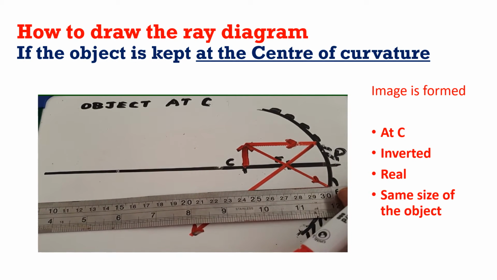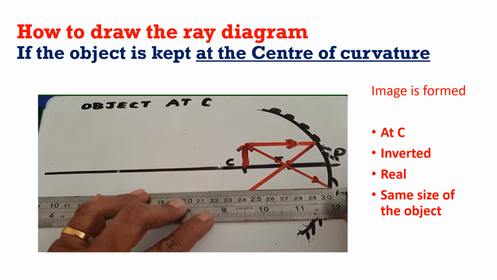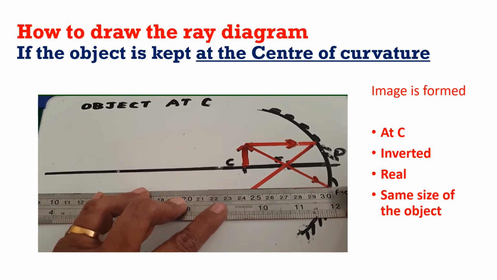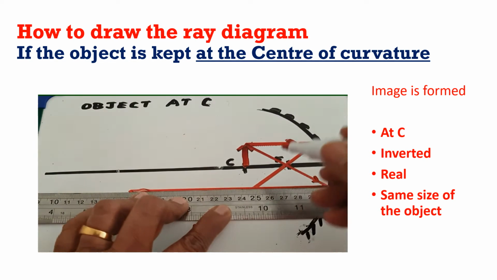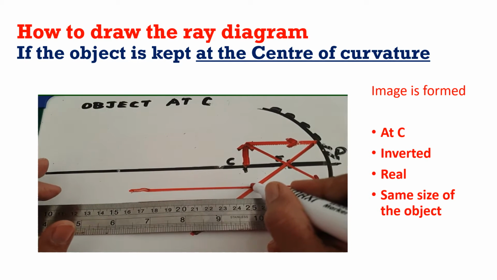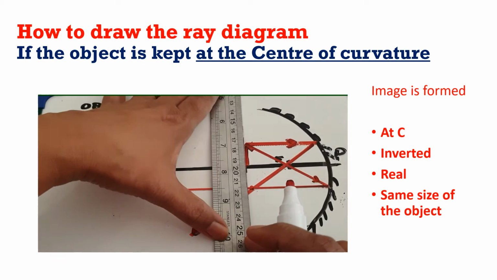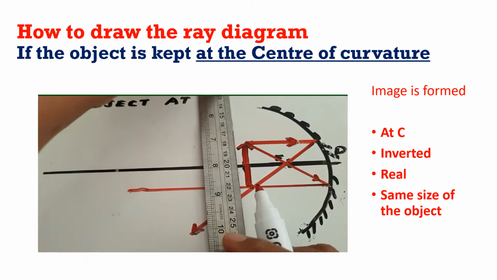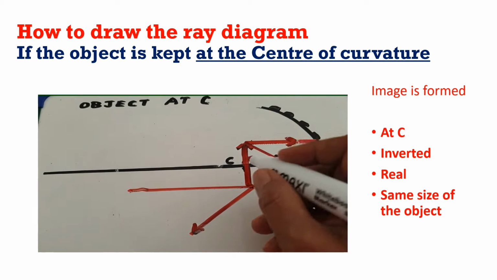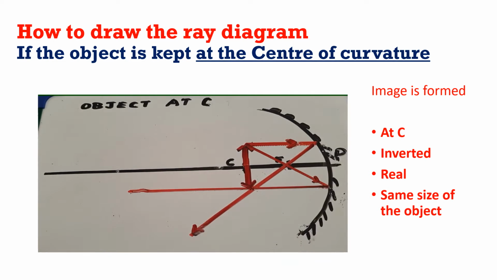After reflection, it will pass parallel to the principal axis. This is the principal axis. Parallel to that, we have to keep the scale. Goes like this. Now, see, the image is formed here, just below the object. So image we can draw with dotted lines if we want. Okay. Now see how the image is got.